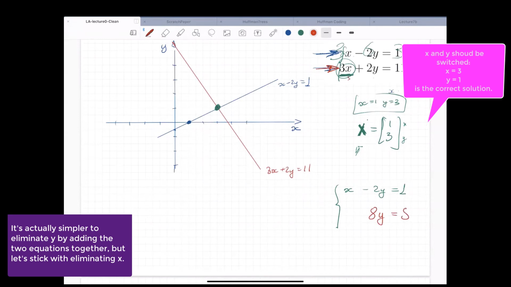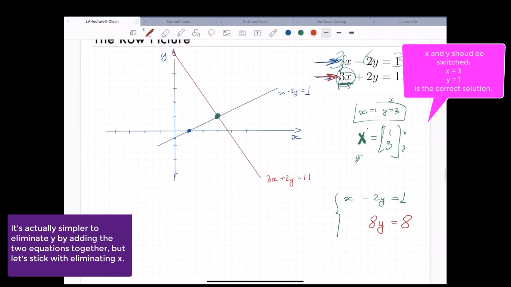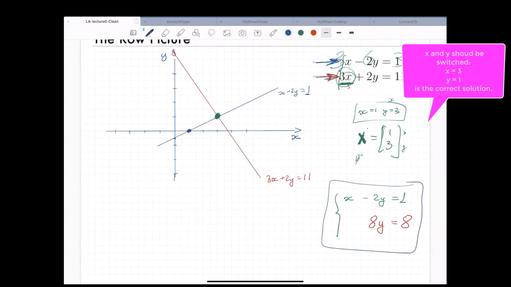Do I get this? Right? Okay. So this system of equations here, this system of equations. Yeah, I think it's right.